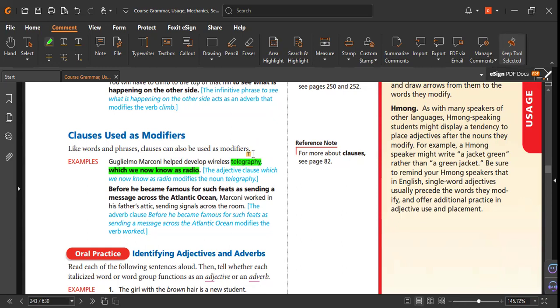Again, we have a clause, but what is it? How did you know? Because it has a subordinating conjunction. So before he became famous for such feats as sending a message across the Atlantic Ocean, Marconi worked in his father's attic. Sending, who? He. Look, present participle as I told you. So do we have any sentence? No, but it tells you the time. Before he became, he did something. No, not before he worked, he became. So he became famous before working. What does it mean? So before he became famous, he worked.